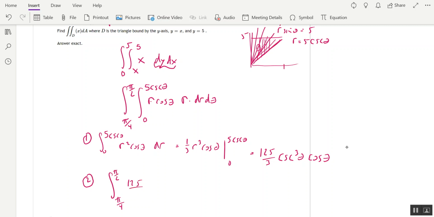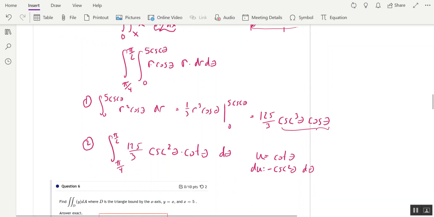I've got 125 over 3, and then I'm going to write this as cosecant squared theta times cotangent theta. The reason why I want to do that is because now it's an easy u-sub. The derivative of cotangent is negative cosecant squared. So u is cotangent, du is negative cosecant squared. So this is going to be, yikes, running out of space, negative, I'm going to take the 125 over 3, pull it out, the integral of u du, and then let's change our limits. Cotangent of pi over 4 is 1. Cotangent of pi over 2 is 0.